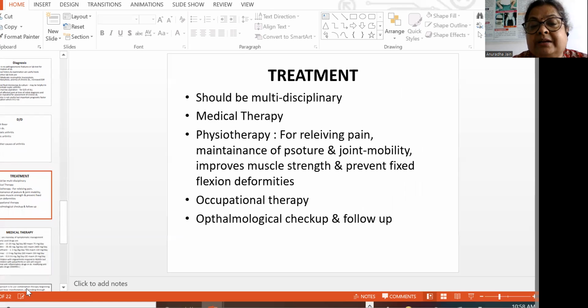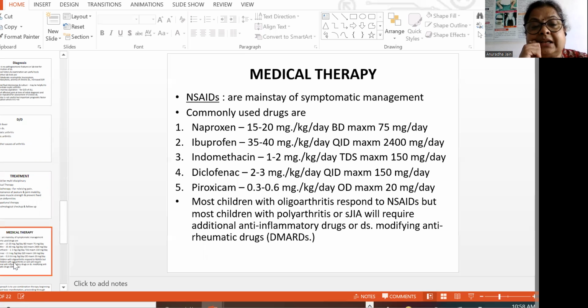Treatment should be multidisciplinary, as medical therapy, and physiotherapy for relieving the pain, then maintenance of posture and joint mobility, improving muscle strength and preventing fixed flexion deformities. This is all done by physiotherapy. So this is the mainstay of the therapy. Then occupational therapy, and ophthalmologic checkup and follow-up if there is eye involvement. Then medical therapy: non-steroidal anti-inflammatory agents are the mainstay of symptomatic management.